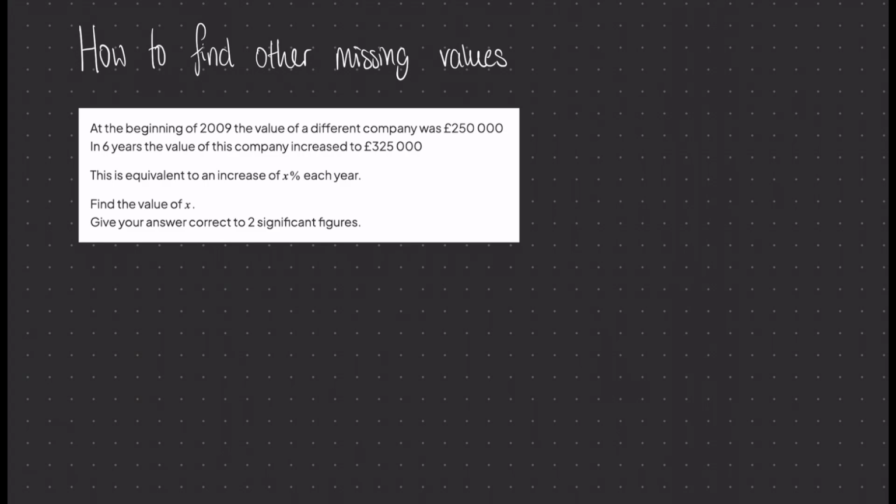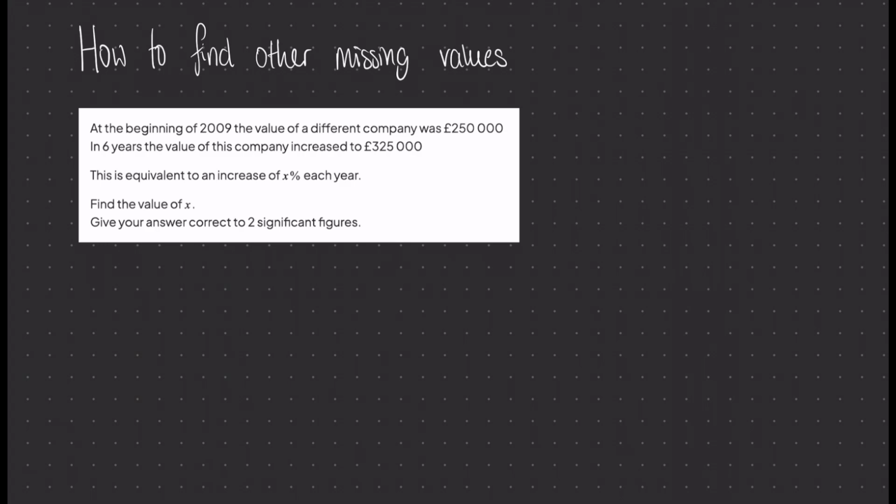In some questions, we might be expected to find other values, not just the final value. For example, in this question, we're asked to find the actual percentage that we're increasing by. In a case like this, we can set our unknown value as an unknown variable. This question has already done that for us. It's set it as x.